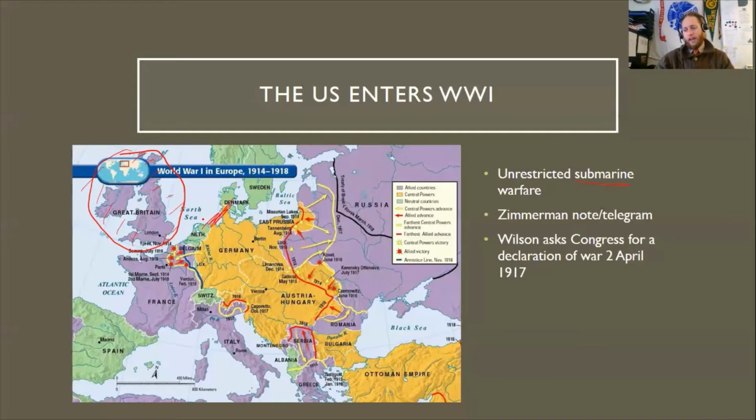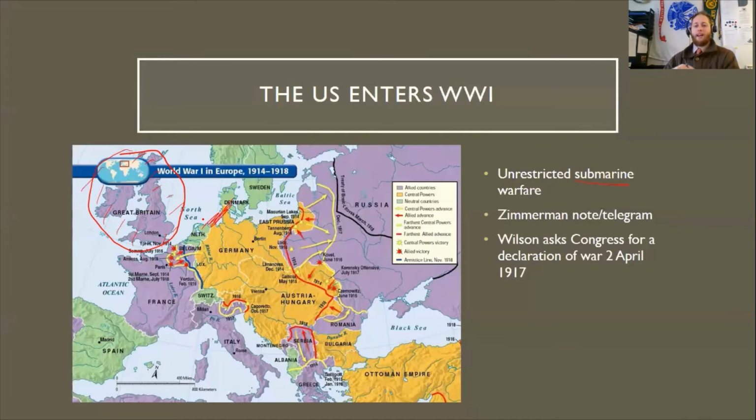This was a note sent by Germany to Mexico, trying to convince Mexico to join the war on the side of Germany against the United States. And in exchange for their support, Mexico would receive back land they lost during the Mexican-American War if the Central Powers, led by Germany, would be victorious. The note was intercepted by the British, given to the Americans, and the Americans lost their minds over this attempted stab in the back.